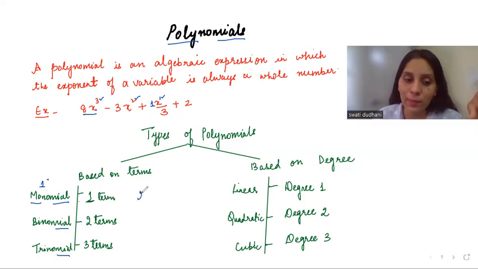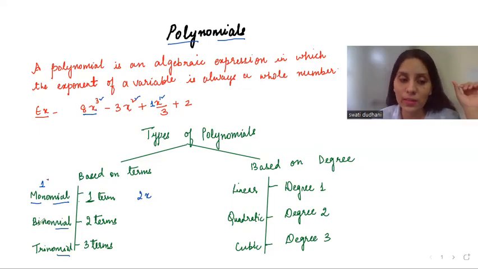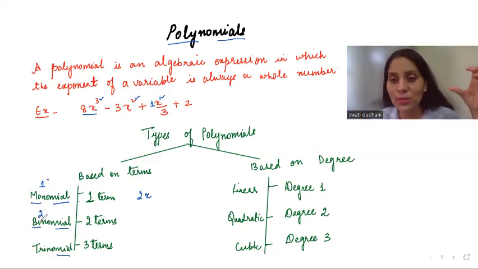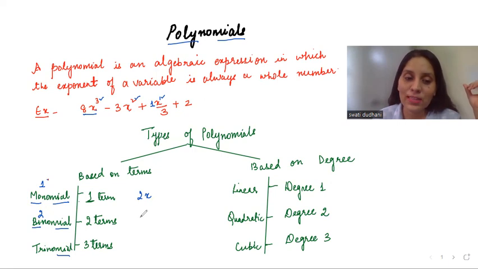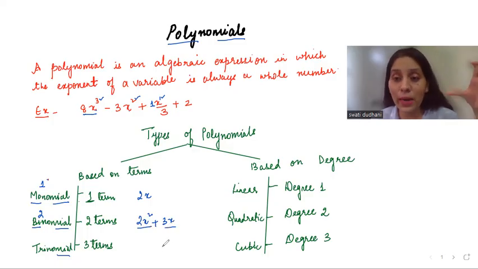Let us take an example, 2x. It's a monomial. Now next is binomial. Bi means two. Two terms is known as binomial. For example, I can take 2x square plus 3x. Now this is one term, this is one term. Plus and minus separate the two terms.